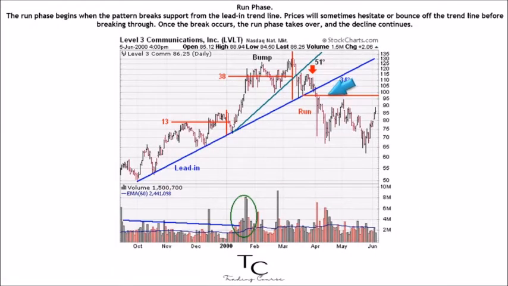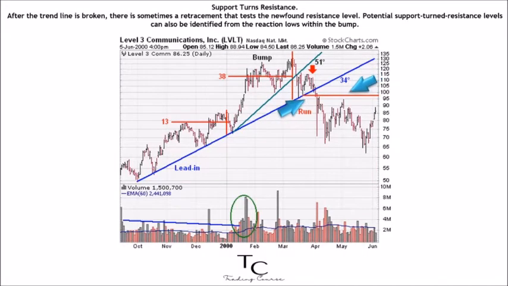Run phase. The run phase begins when the pattern breaks support from the lead-in trend line. Prices will sometimes hesitate or bounce off the trend line before breaking through. Once the break occurs, the run phase takes over and the decline continues. Support turns resistance. After the trend line is broken, there is sometimes a retracement that tests the newfound resistance level. Potential support turned resistance levels can also be identified from the reaction lows within the bump.